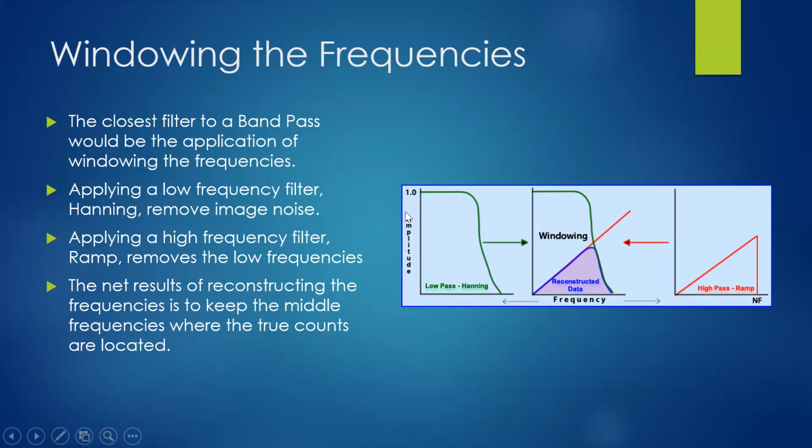So here we have panning, which is low pass. Here we have ramp, which is high pass. I apply them both together, and this is the area that we're actually going to be able to reconstruct to get our slices and dices, our coronal, sagittal, and transverse images. It's those middle frequencies that theoretically should contain our true counts.